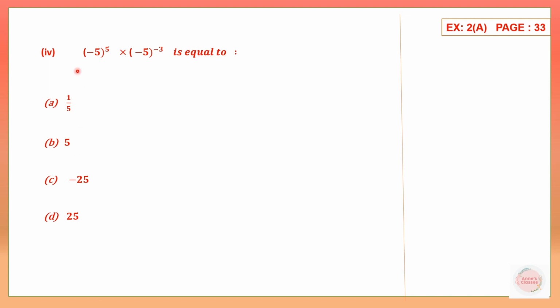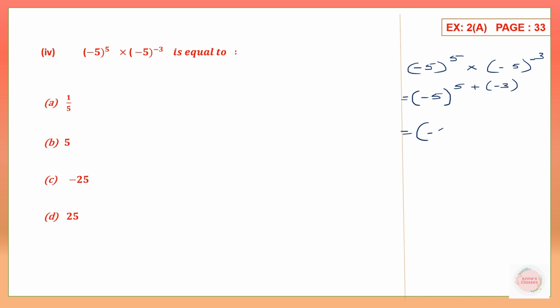Question 4. Minus 5 raised to the power of 5 into minus 5 raised to the power of minus 3 is equal to. So here, let's write the question down. Minus 5 raised to the power of 5 into minus 5 raised to the power of minus 3. So now can you see the base is the same. Both are minus 5. That means we can use a law of exponents. We can add up the powers. When the base is the same and when it is multiplication, you can add the powers. So this becomes minus 5 raised to the power of 5 plus minus 3.